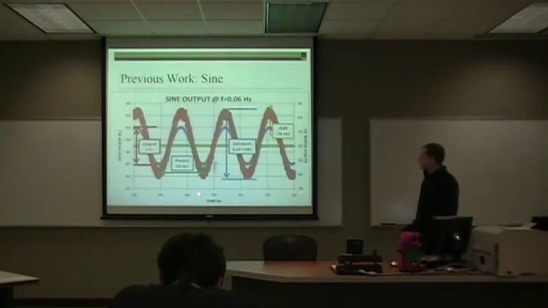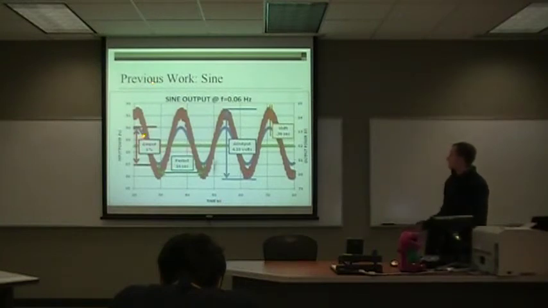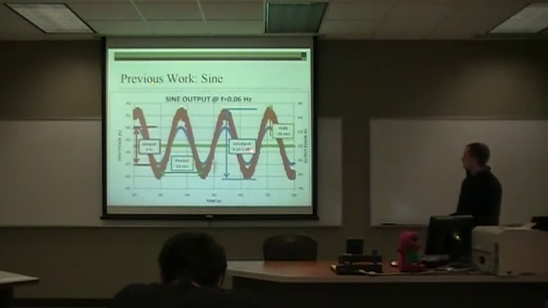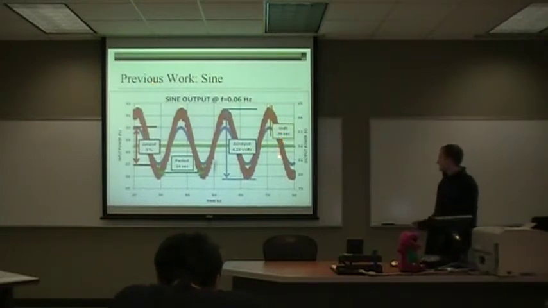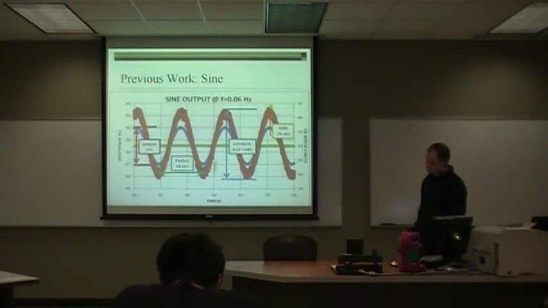This is an example sine output. We have a 3% change in input, a period of 16 seconds, a change in output of 4.10 volts, and a shift of 0.36 seconds. This is the graph at 0.06 Hertz.